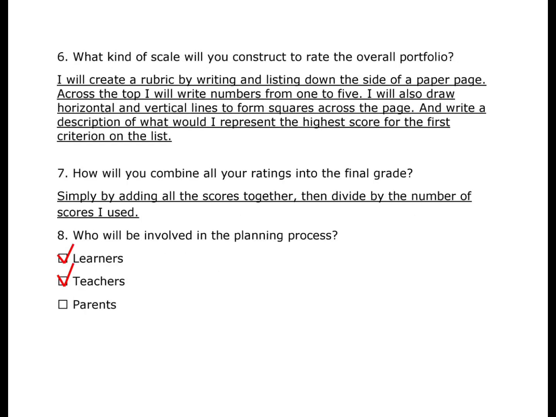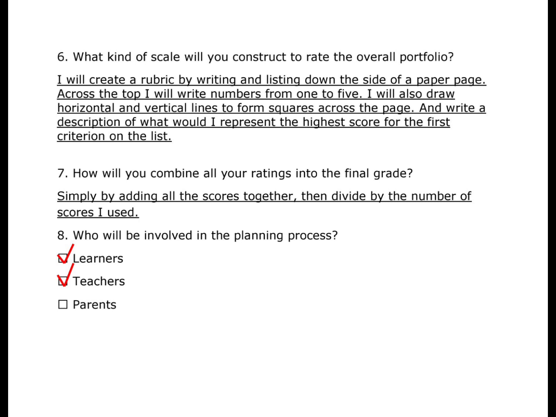So, let's proceed to my answer number 6, which is, what kind of scale will you construct to rate the overall portfolio? So, my answer is, I will create a rubric by writing criteria listed down the side of a paper page. Across the top, I will write numbers from 1 to 5. I will also draw horizontal and vertical lines to form squares across the page and write a description of what would represent the highest score for the first criterion on the list. So that's my answer, and that's what I will do.